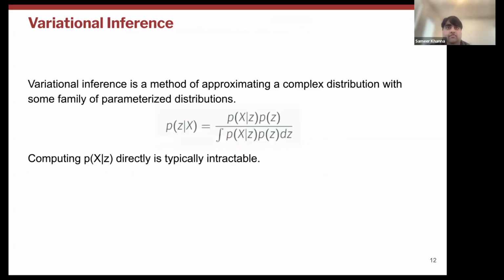A more powerful form of inference is variational inference. Variational inference is a method of approximating a complex distribution with some family of parameterized distributions. Typically, this computation is extremely difficult to do by hand. For example, if we have some data X and some unobserved variable Z, we can compute the posterior distribution of Z given the data X via the following equation. If Z is a fairly simple variable, then this can be done directly. However, in most interesting applications, P of X given Z is modeled using a neural network, making the computation of the denominator extremely difficult to do.